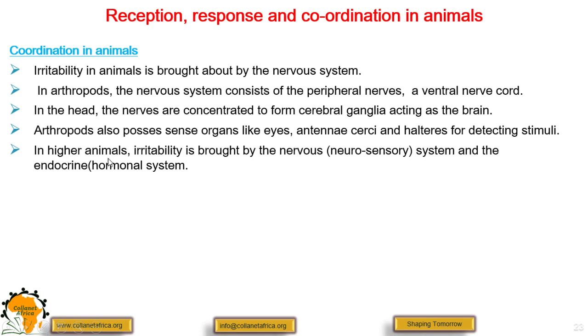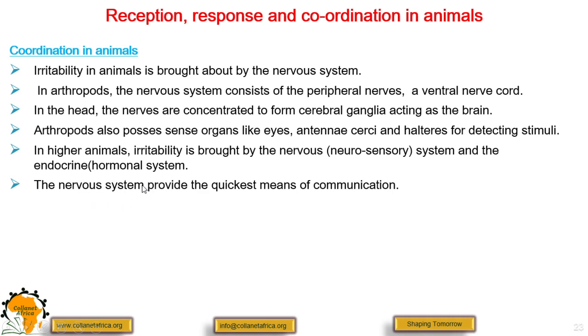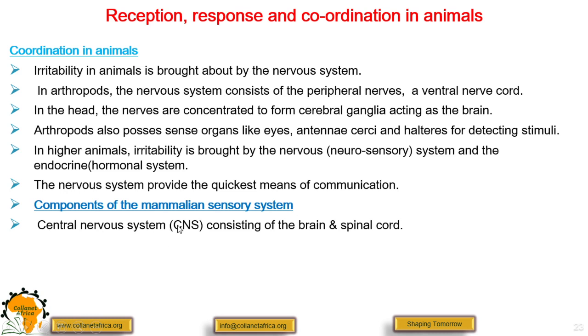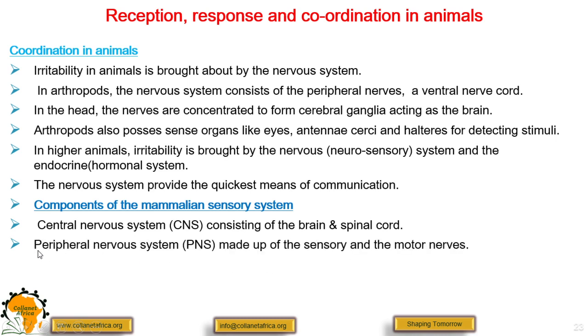In higher animals like you and me, irritability is brought about by the nervous system, which is also called the neurosensory system, and the endocrine system, also called the hormonal system. The nervous system provides the fastest means of communication. Let us go ahead and discuss the components of the mammalian sensory system. It contains the central nervous system, which has the brain and the spinal cord. It also has the peripheral nervous system, which is made up of the sensory and the motor nerves.